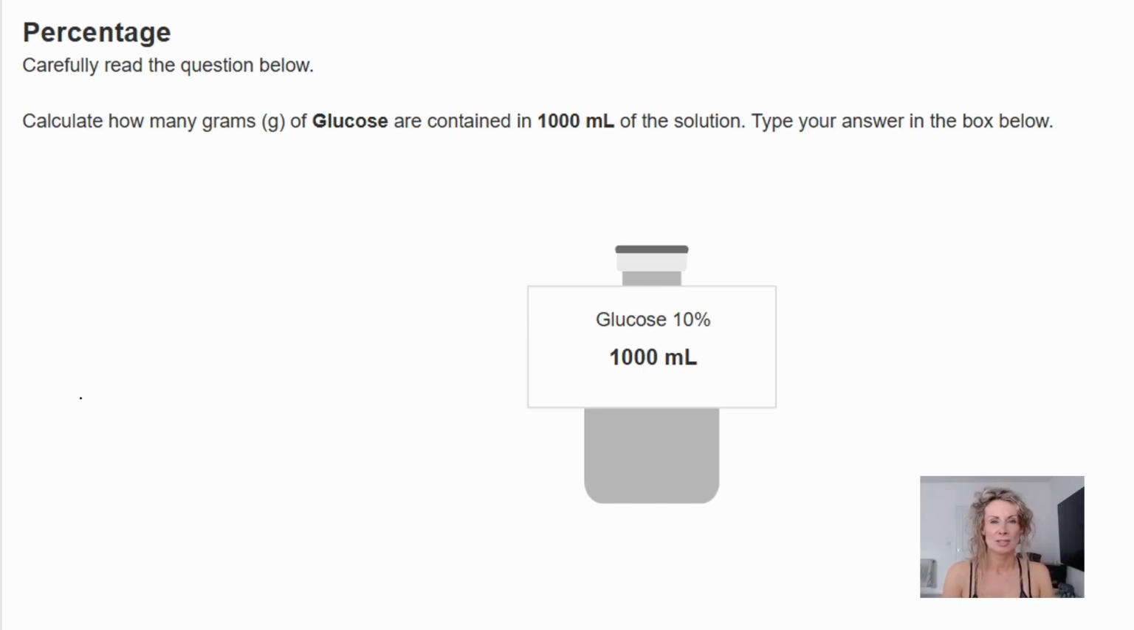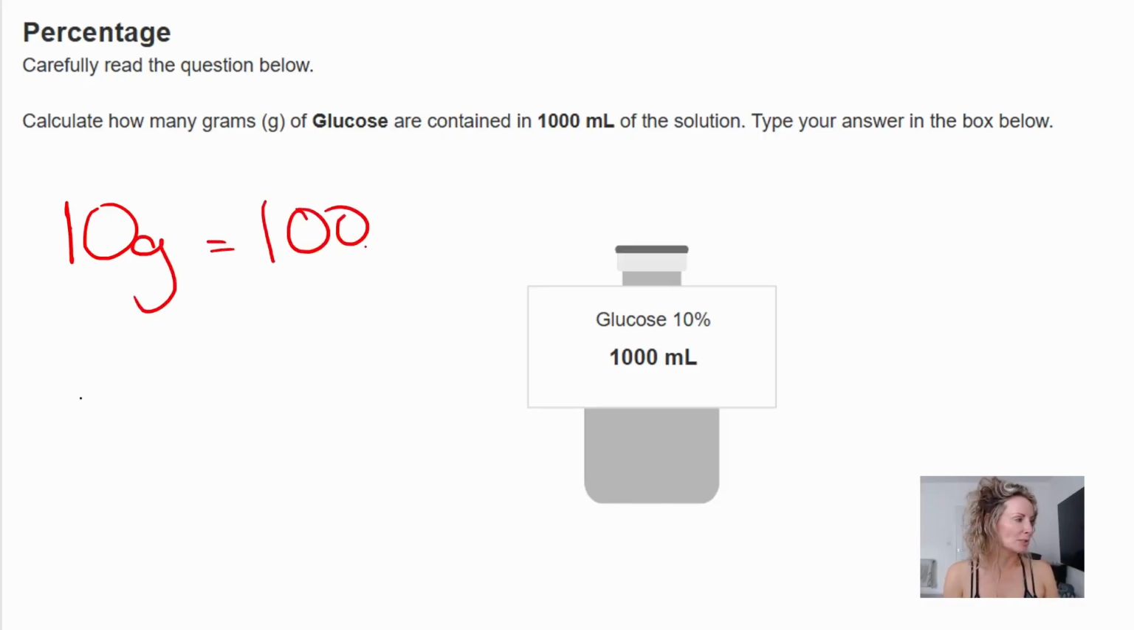I'm going to teach you how to do these percentages questions. This question is asking how many grams of glucose are contained within 1,000 mils. We'll have a look at the bottle and we'll see that this glucose solution is 10%. Because it's 10%, that means that we have 10 grams equaling 100 mils.